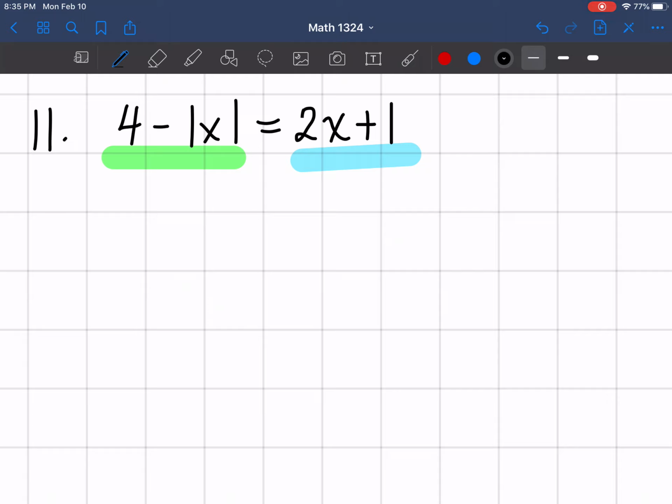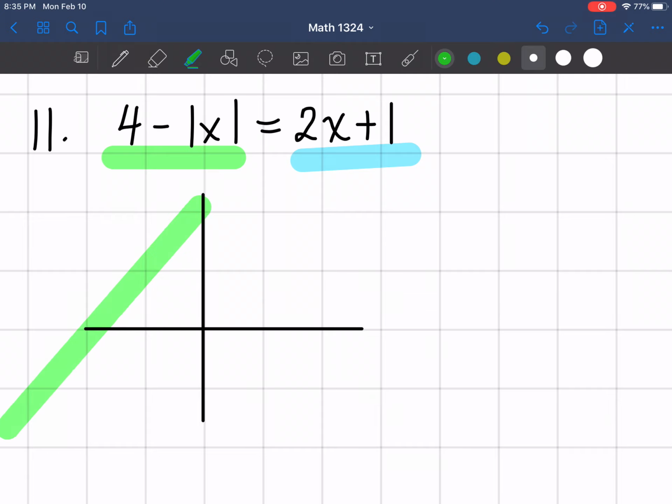In particular, let me go ahead and try to graph the green function here, underlined in green. That's 4 minus absolute value of x. If you think about what that graph would look like, the absolute value of x looks like that v, right? But if you do negative absolute value of x, it's the upside down v. And then with 4 minus absolute value of x, you have it moved 4 units up. This is sort of exaggerated here. So this is roughly what the graph on the left would look like.